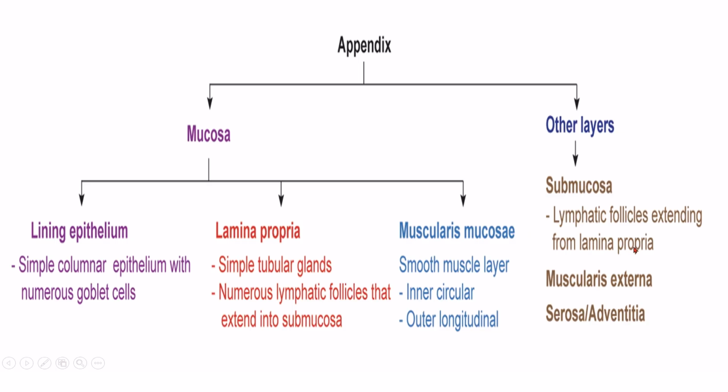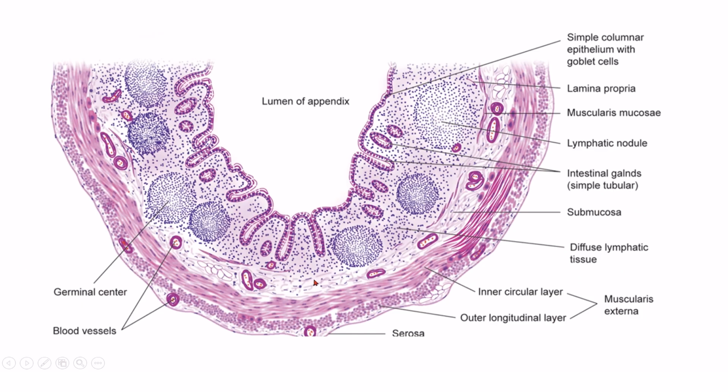Then the submucosa has lymphatic follicles extending from lamina propria. Then muscularis externa, inner circular and outer longitudinal. And there is serosa or adventitia. It is only the serosa. Majority of the times it is a serosa. You can see here these are the less developed tubular glands. The lining epithelium is simple columnar with goblet cells.